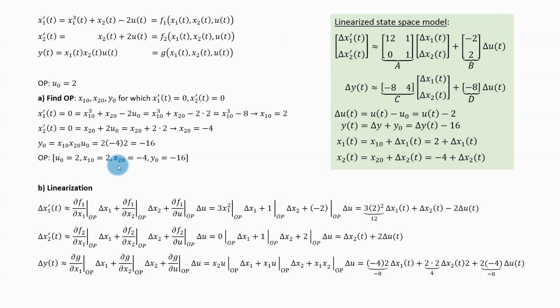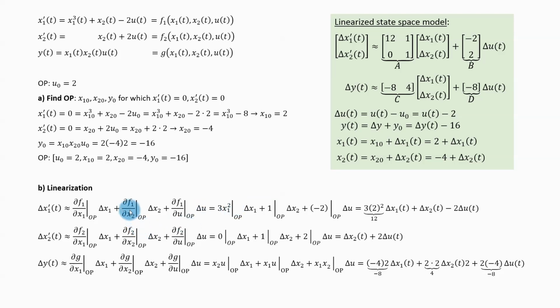Now that I have the operating point, I can proceed with the actual linearization. The linearization of the first state equation I can find in this form. Here, to reduce clutter, I have dropped all of these indices of time. So what am I supposed to do? I'm supposed to take the derivative of function f1 with respect to x1. That is, I'm supposed to take the derivative of this function with respect to x1. That will give me this.